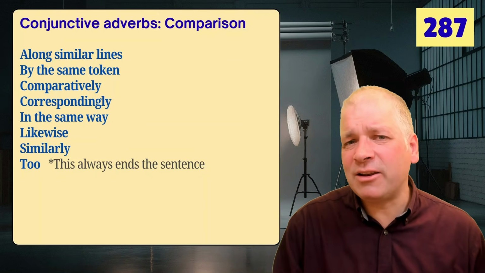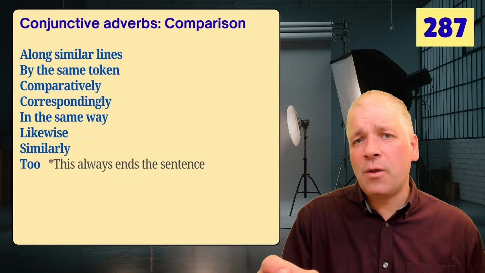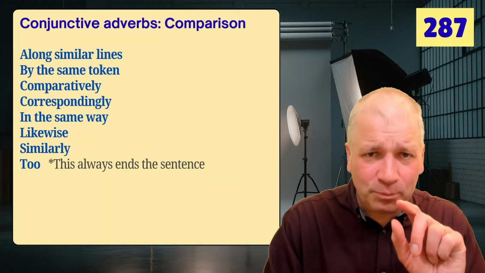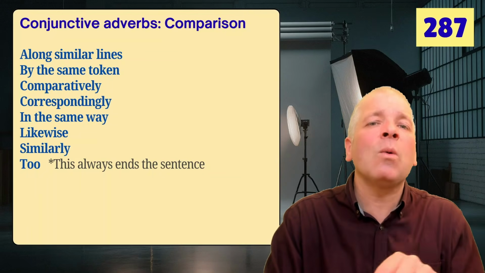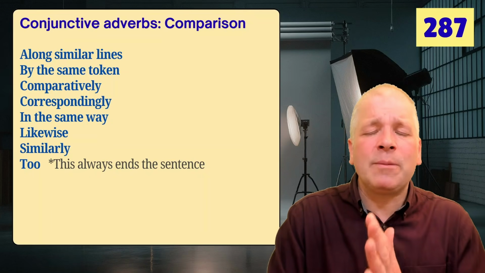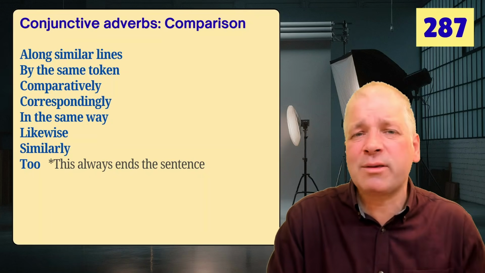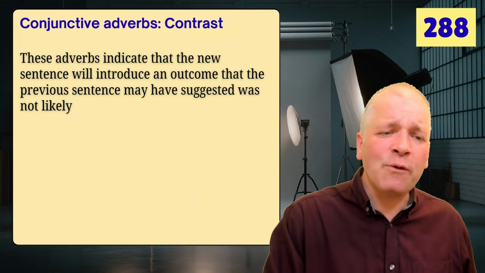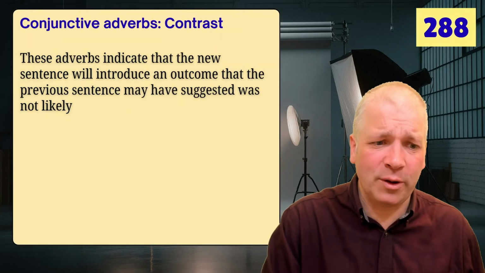Even if it goes at the end, it's still showing the relationship between this one sentence and the one that came before. And too is different in that it always has to come at the end. I like fish. She likes chips too. But I couldn't say, too, she likes chips. Now for conjunctive adverbs of contrast.